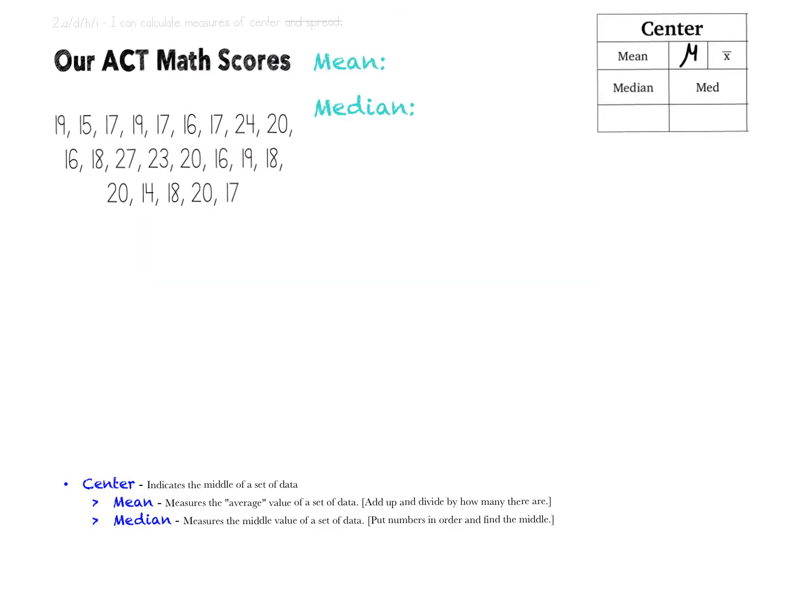All right, so our first objective is to be able to calculate measures of center, and we're going to focus on mean and median. So center is just talking about the middle of a set of data, and we either look at the middle as a value or as a number, its position. So when we're talking about the middle value, we're talking about that average, which is the mean, and we all know to find mean, we add up the numbers and divide by how many there are, whereas finding the middle number is putting the numbers in order and literally finding the middle.